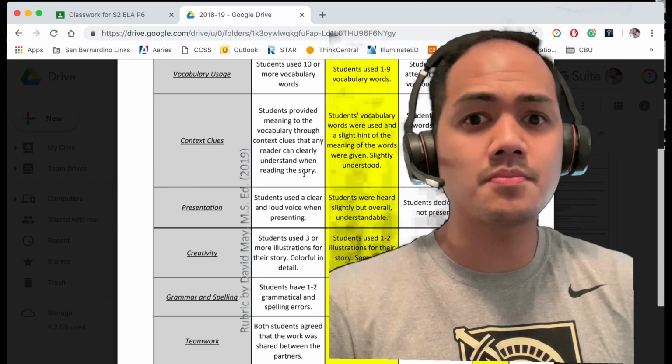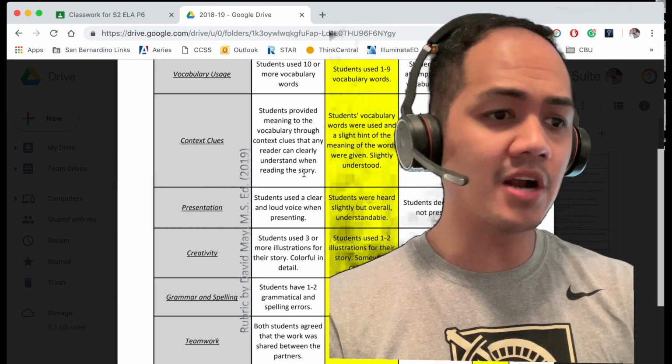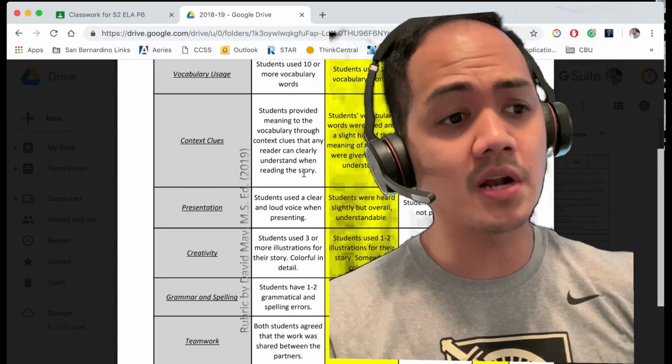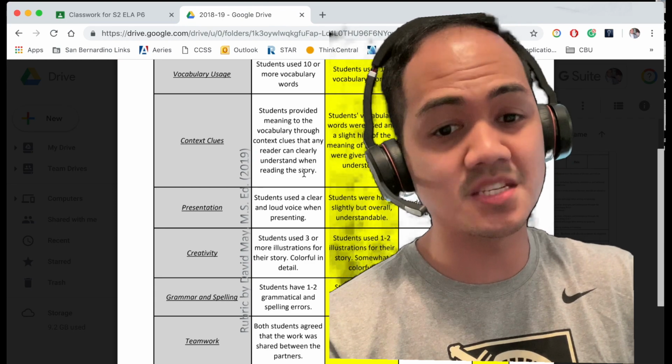You could even just make sure it's colorful. Okay, make sure it pops out. It's colorful in detail. Okay, grammar and spelling. As you guys know, I'm very hard on your grammar and spelling, especially because it's semester 2, and you guys really need to work on grammatical and spelling errors.